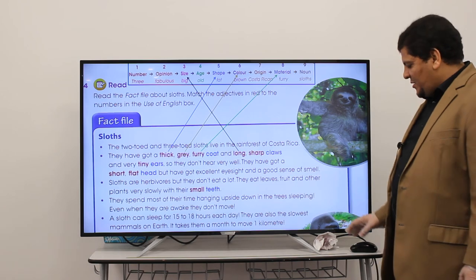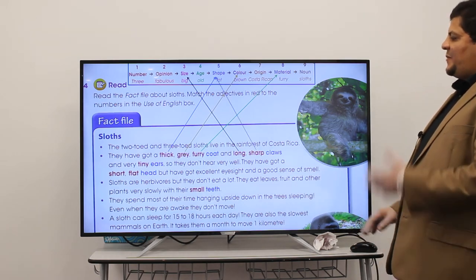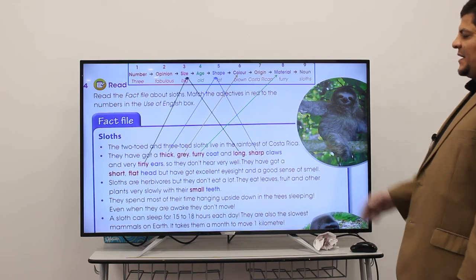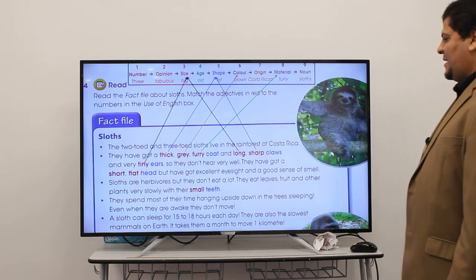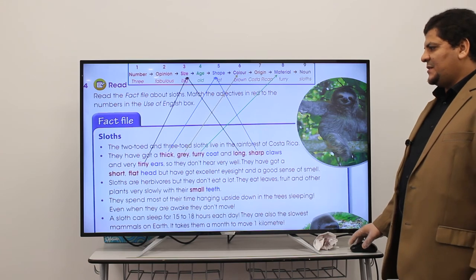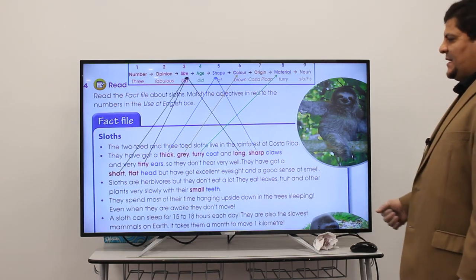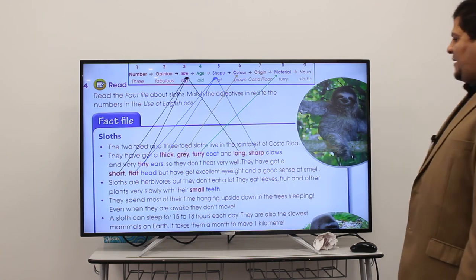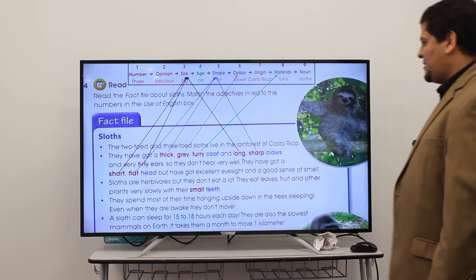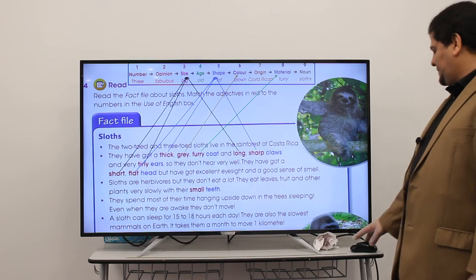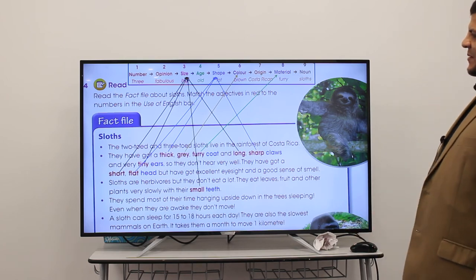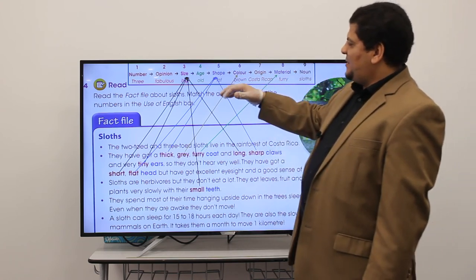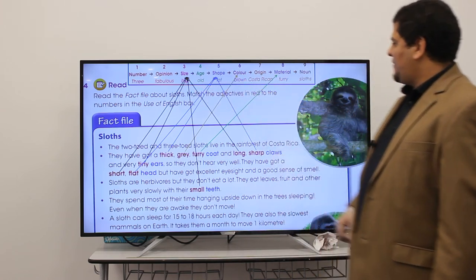How about sharp? Sharp is shape. How about tiny? Tiny is size. And how about short? Short is also size. Flat? Flat is shape. Here we also have the word small. Small is size. So concerning shape, we have three.